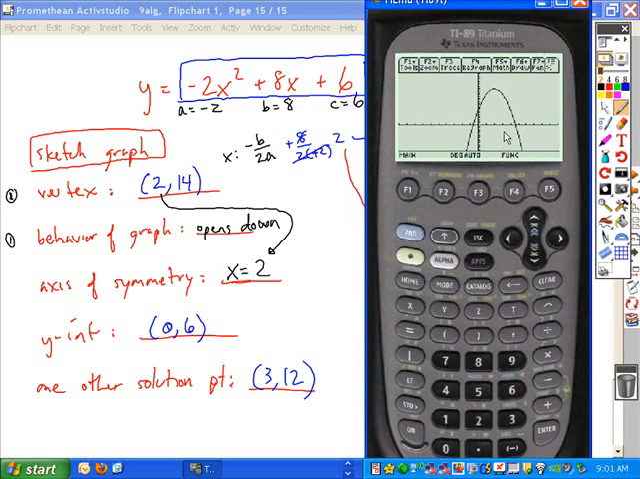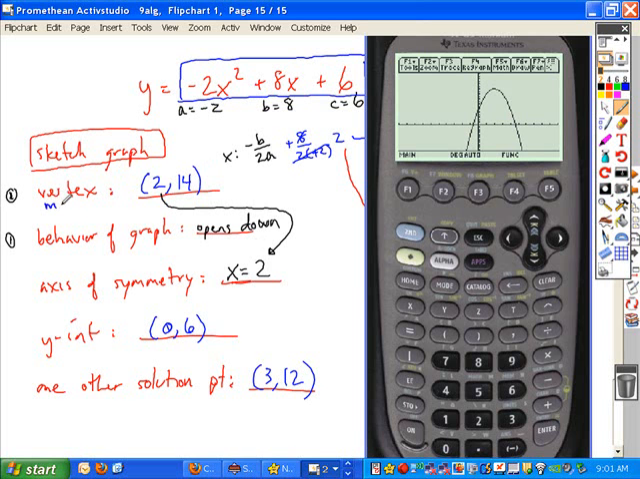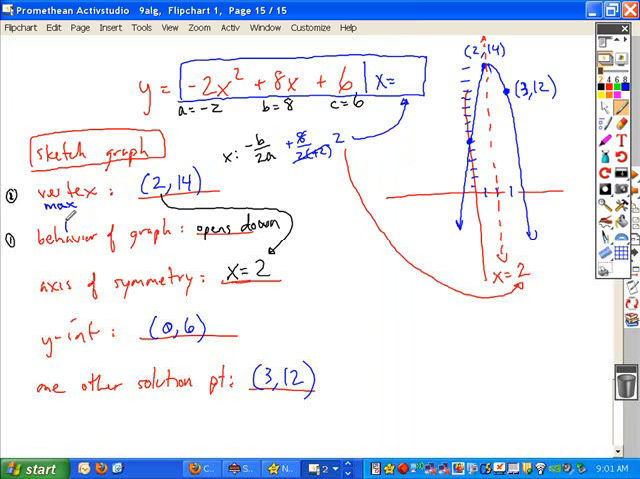Okay, behavior of the graph. Can you tell whether it opens up or down? Yeah, and you guys should be able to answer that regardless. I mean, you look at the leading coefficient. Okay, now let's say I want to find the vertex. I talked about this yesterday. When your graph opens down, is your vertex going to be the highest maximum point or the lowest minimum point? If it opens down, it's going to be a maximum. So you know, based on the behavior, that your vertex is going to be a maximum point.